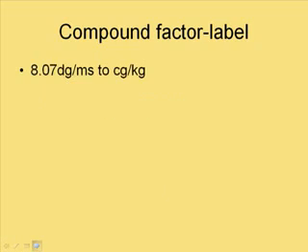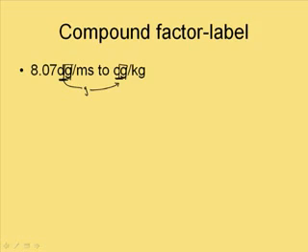I think we should try one more. This one is a little more complicated simply because the individual steps are 2 steps each. We're going from decigrams per millisecond to centigrams per kilogram. So decigrams to centigrams is 2 steps, and they have G in common. So we'll go from decigrams to grams, then to centigrams.